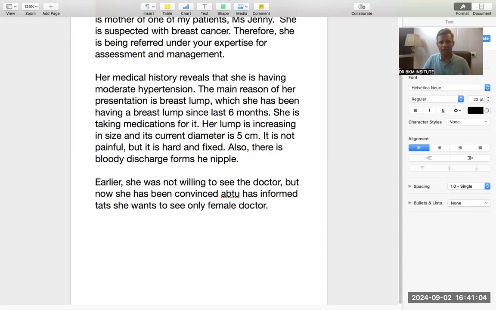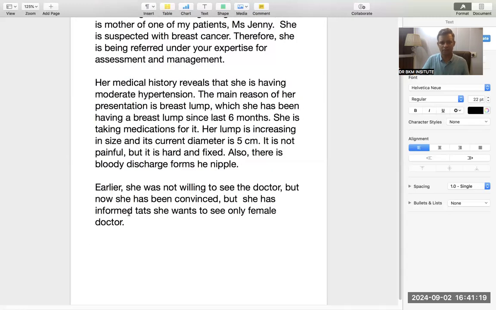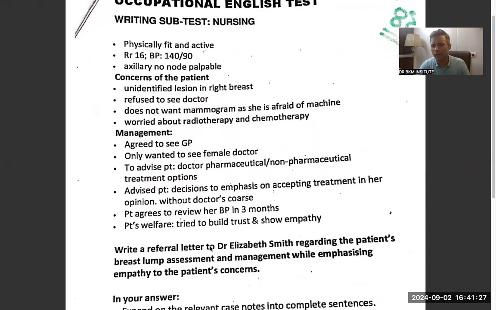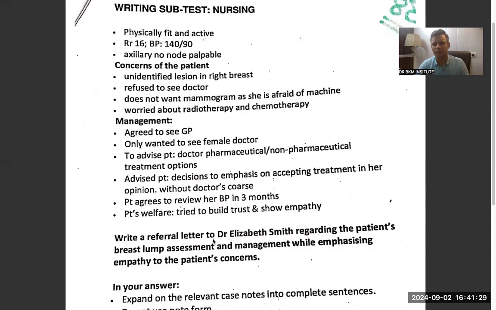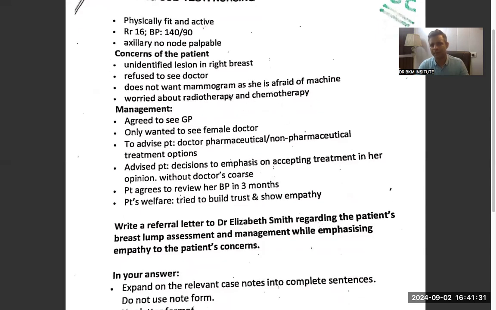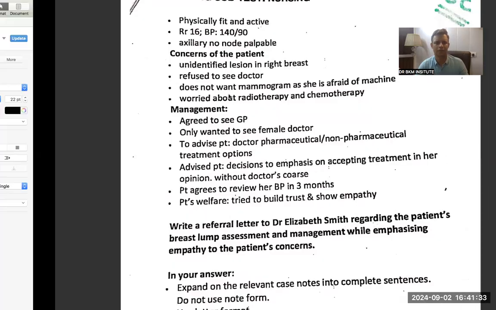Part of life. Okay. Earlier, she was not willing to see the doctor, but now she has been convinced. But she has informed that she wants to see only female doctor. That's it. Now the main story is all. Don't overwrite. Please note now mammograph.